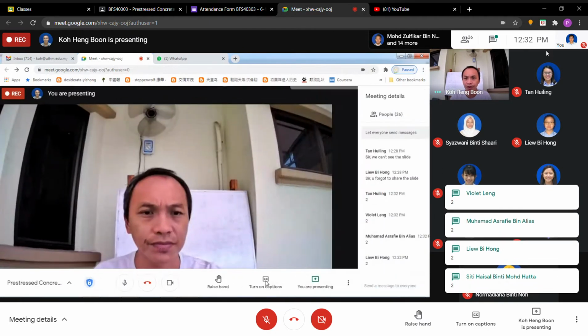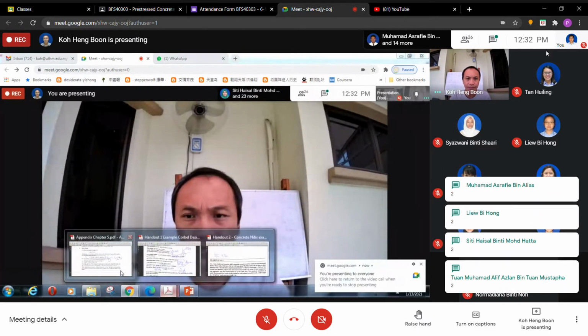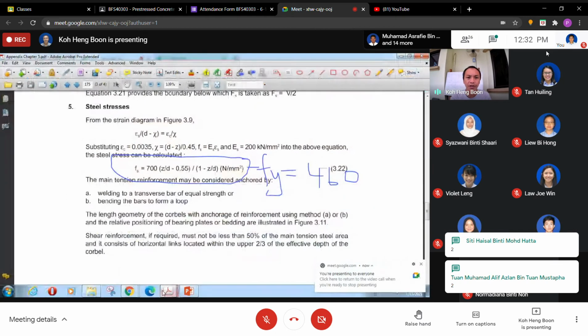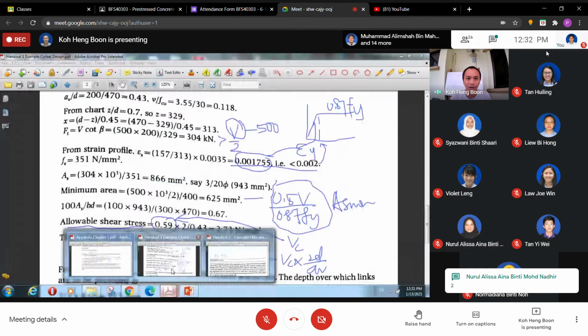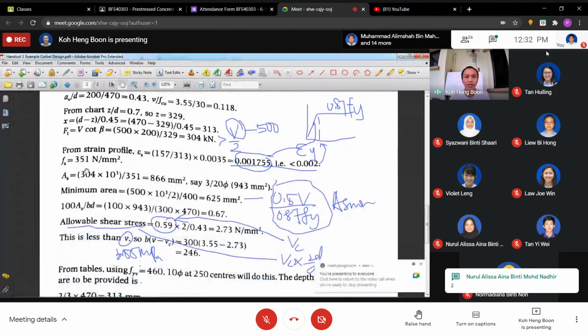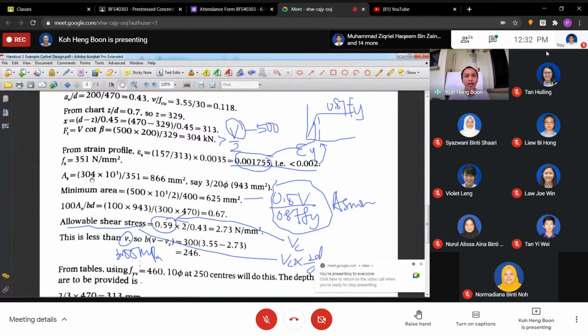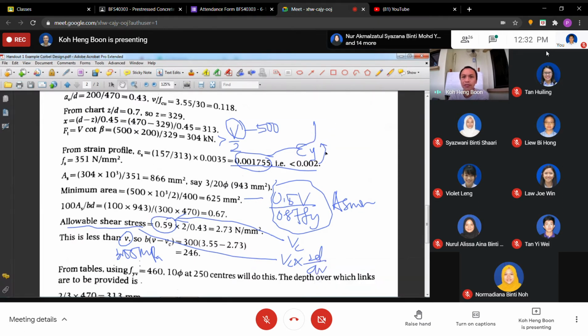Okay, good. Not necessarily you are going to yield. Sometimes you're not going to yield because you do not achieve the yield strain. Then the reinforcement is very straightforward already. Is the FT 304. Okay, FT 304. I just removed some of the things.